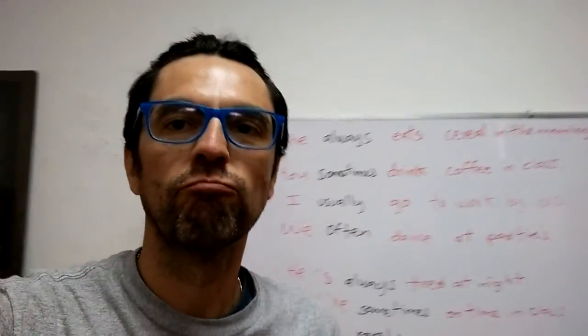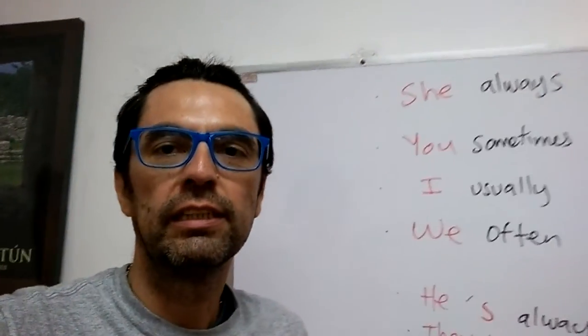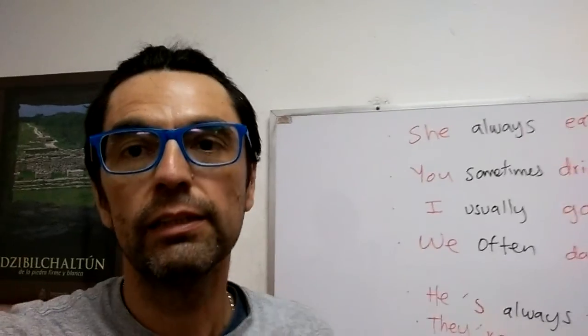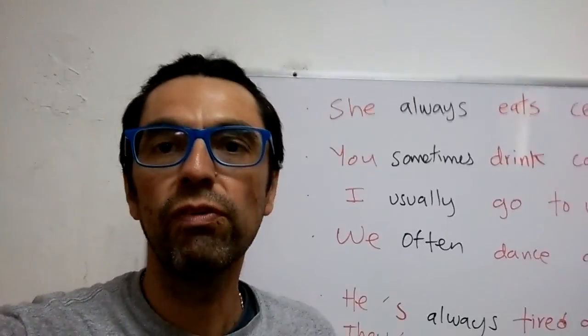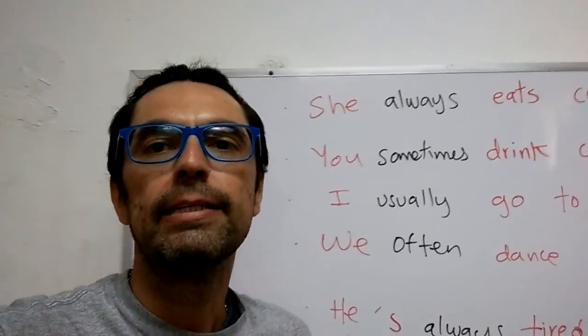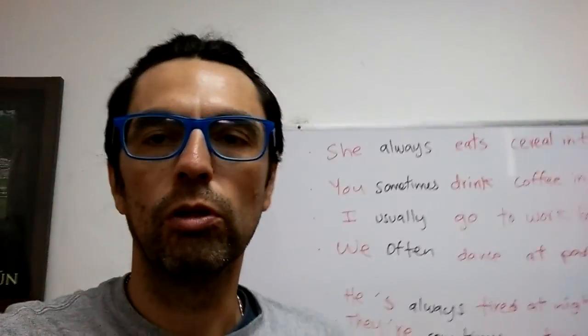Okay? Well, frequency adverbs can be several. We have always. Always is 100% of frequency. We have normally, frequently, usually, often. All of them mean 75-80% of frequency. But before is almost always. Okay? So let's write them here.